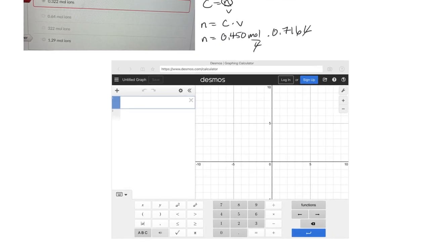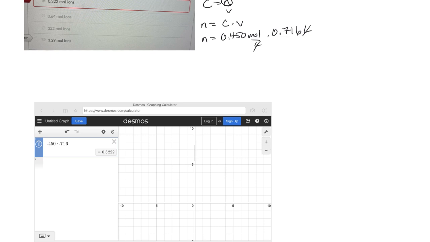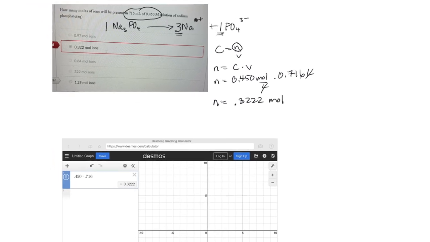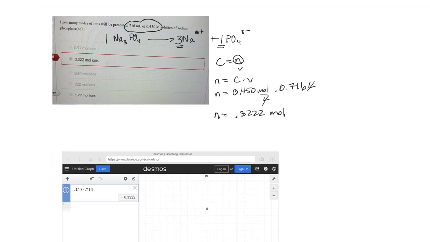Okay, calculator. So I have to go 0.450 times 0.716. Okay, so that gives me, the moles I have are 0.3222 moles. And that's how many moles I have of the sodium phosphate. Now looking at the ratio for the phosphate, it's going to be the same, 0.322 moles.